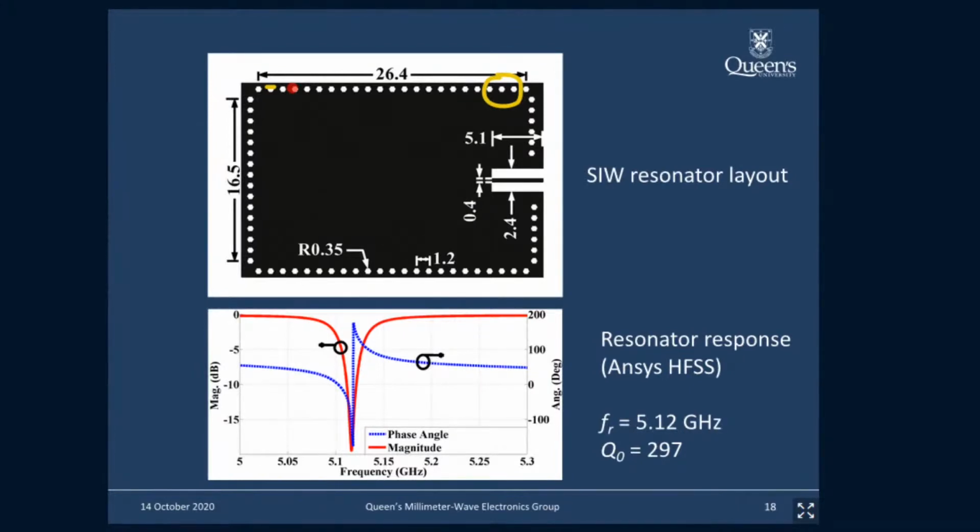So we use SIWs because they actually have minimal radiation loss compared to other transmission lines like microstrip or coplanar waveguides. Here in this image is an SIW resonator. Here is the input-output port. Of course, there's only one port in this resonator. This particular resonator was designed for 5.12 gigahertz, and this shows a full-wave electromagnetic simulation of the response of the resonator.